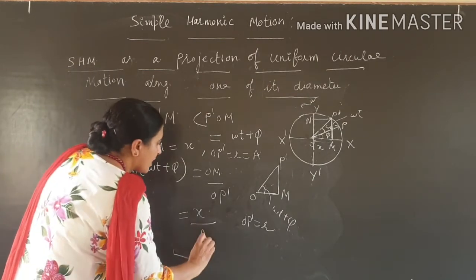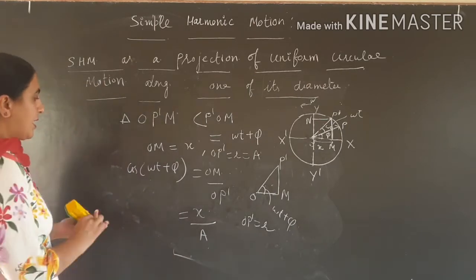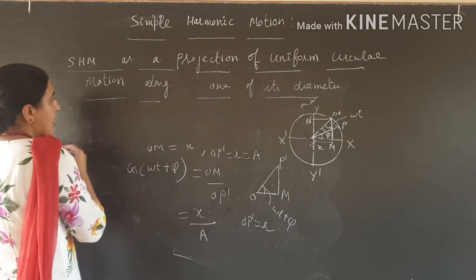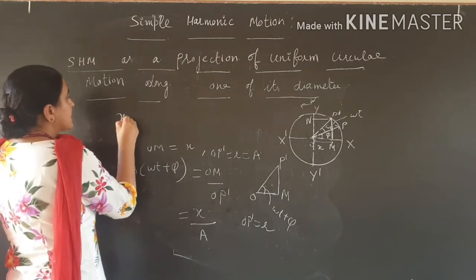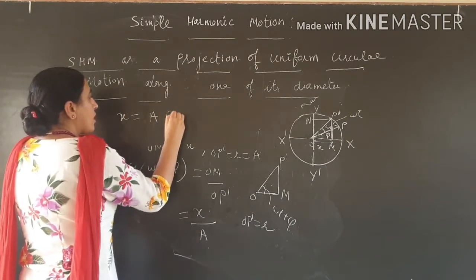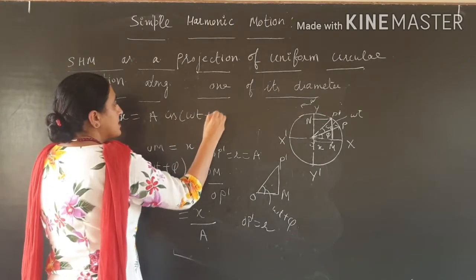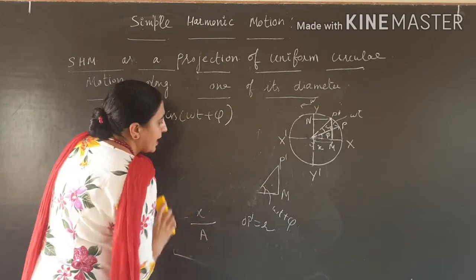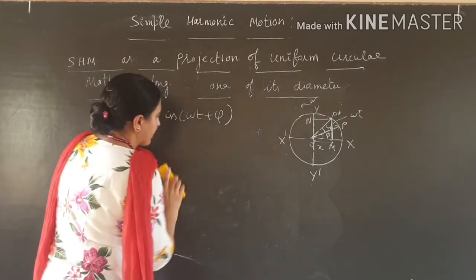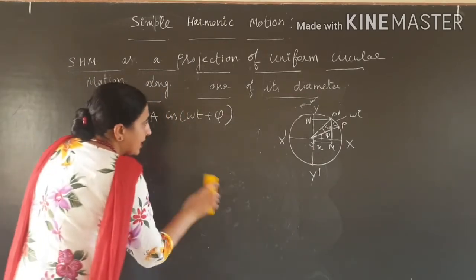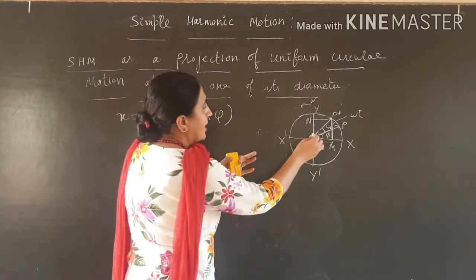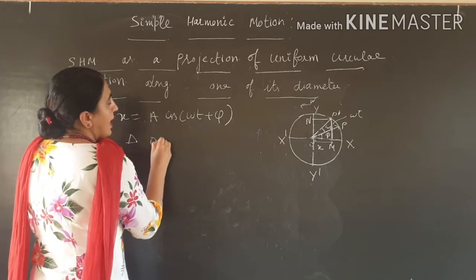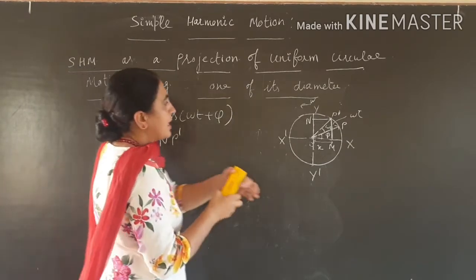So x over A. From this, what you conclude is that x is equal to A cos of omega t plus phi. Clear?